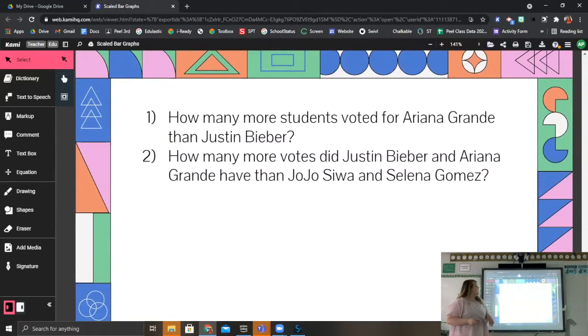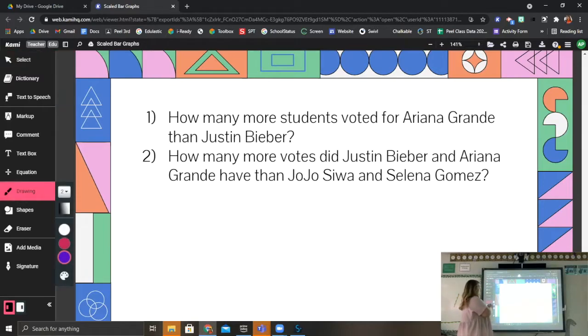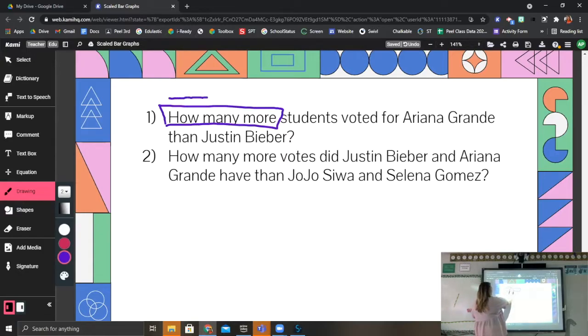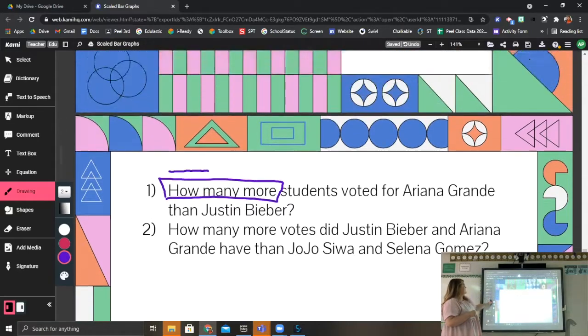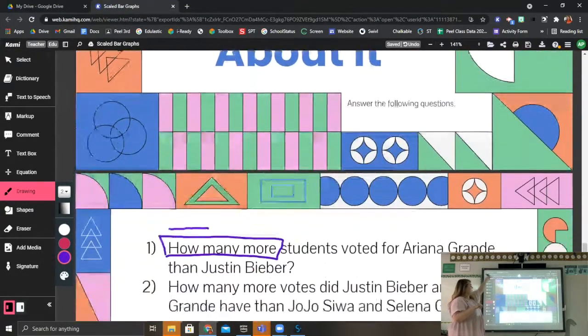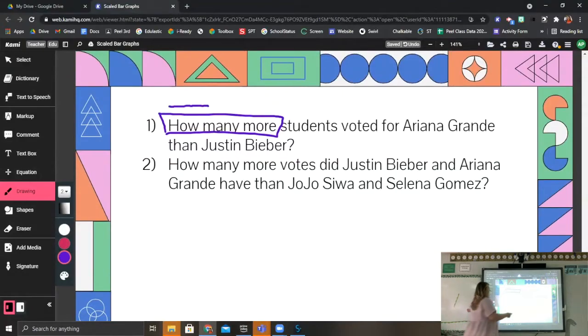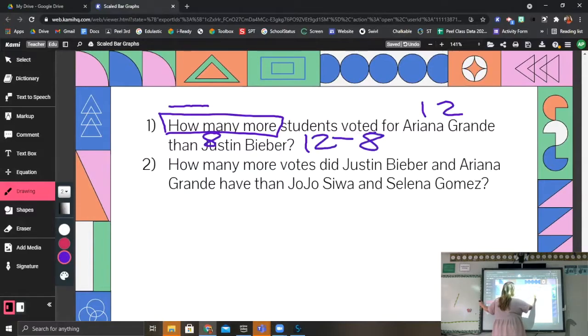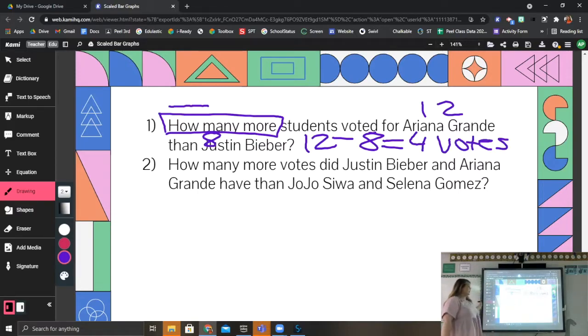The first one is, how many more students voted for Ariana Grande than Justin Bieber? Well, I see the keyword, how many more? And when I see how many more, it means that I'm going to be doing a subtraction problem. I'm going to box that because it is a keyword or phrase. And I'm looking at Ariana Grande and Justin Bieber. Well, if Ariana Grande had 12 people vote for her and Justin Bieber had 8, we're going to have to do that as a subtraction problem. Ariana Grande had 12, Justin Bieber had 8, so 12 minus 8 would be 4 votes.